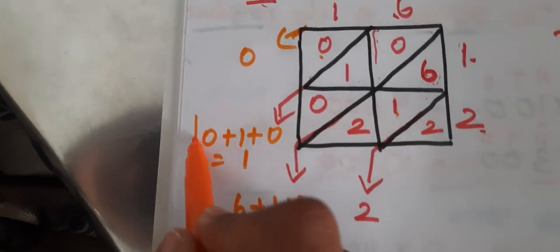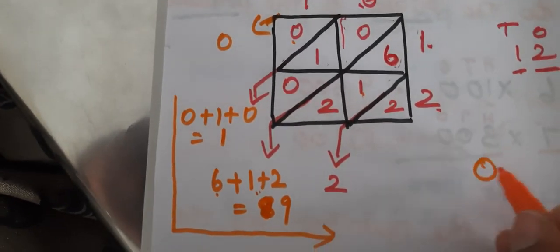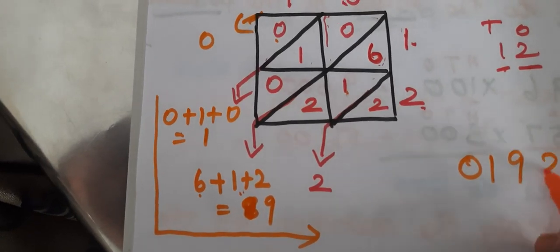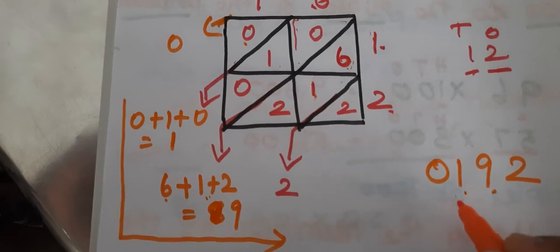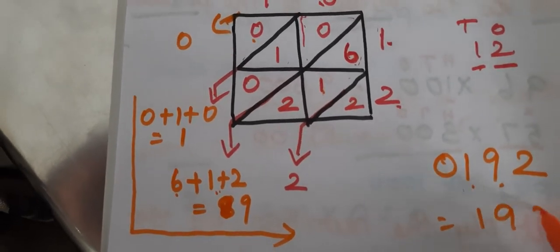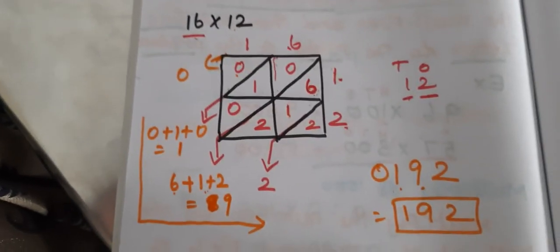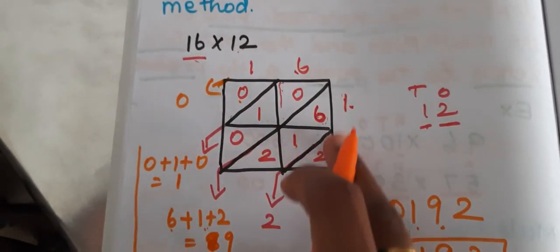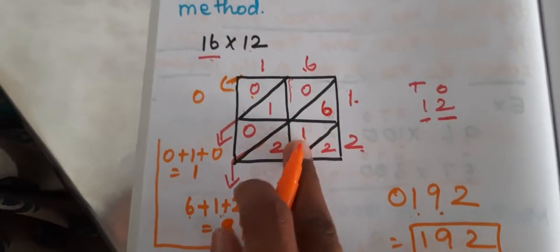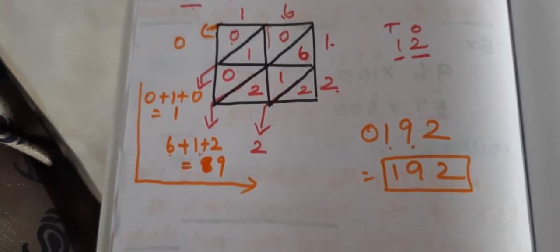Now we have to write those numbers from up to down. So 0, 1, 9, 2. So here the product is 192. I mean, 192 is the answer. Do you have any doubts? Inside the box, whatever numbers are inside that box, that number alone you should add in the slanting way. Do you have any doubts? Shall we see one more example?